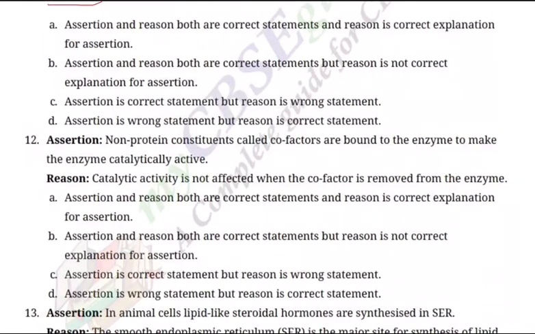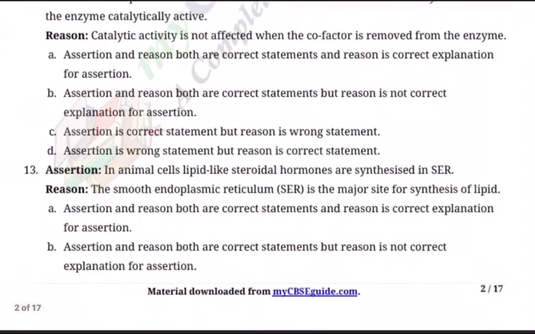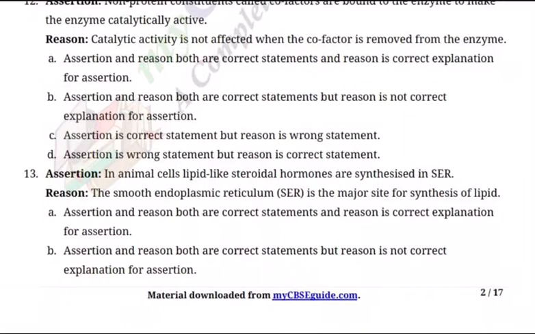Question number 12. Assertion: Non-protein constituents called cofactors are bound to the enzyme to make the enzyme catalytically active. Reason: Catalytic activity is not affected when the cofactor is removed from the enzyme. A, assertion and reason both are correct statements and R is the correct explanation for A. B, A and R both are correct statements, but R is not the correct explanation for assertion. C, A is correct but R is wrong. D, A is wrong but R is correct.